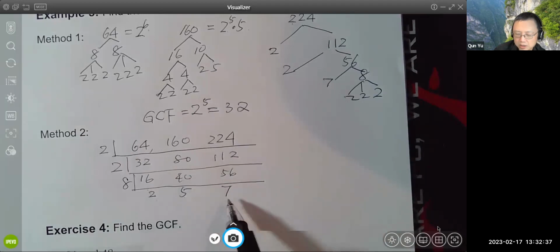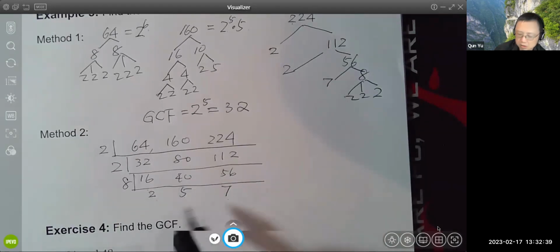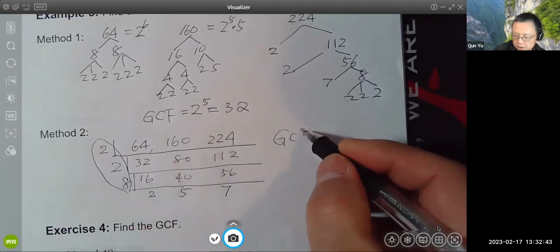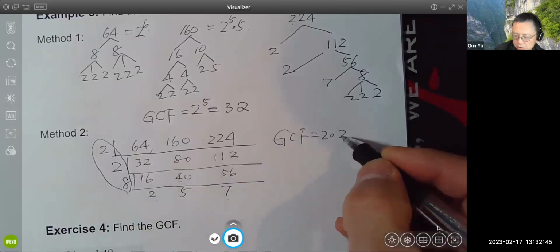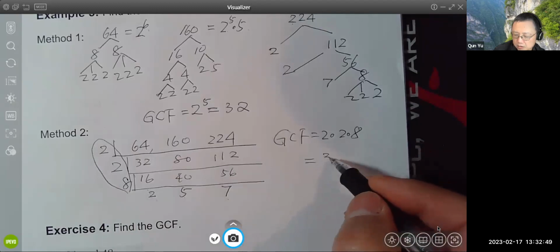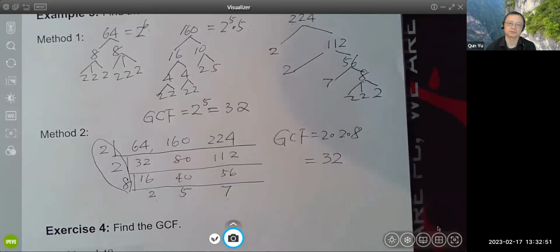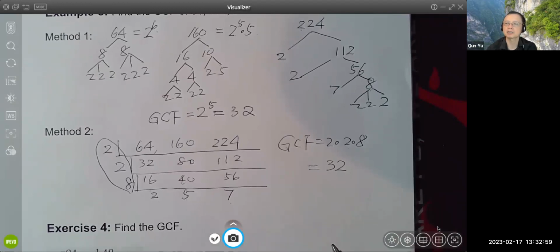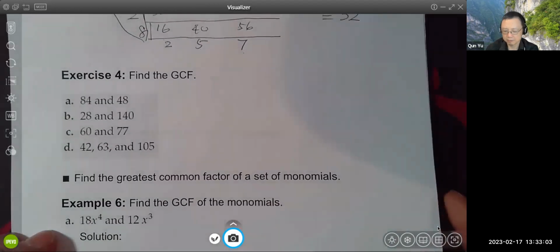Now among these 3, no common divisor anymore. So multiply them all together. So greatest common factor equals 2 times 2 times 8. 2 times 2 is 4. 4 times 8, 32. So you make the decision which method you want to use. The result will be the same, right? Yeah. Now exercise number 4.